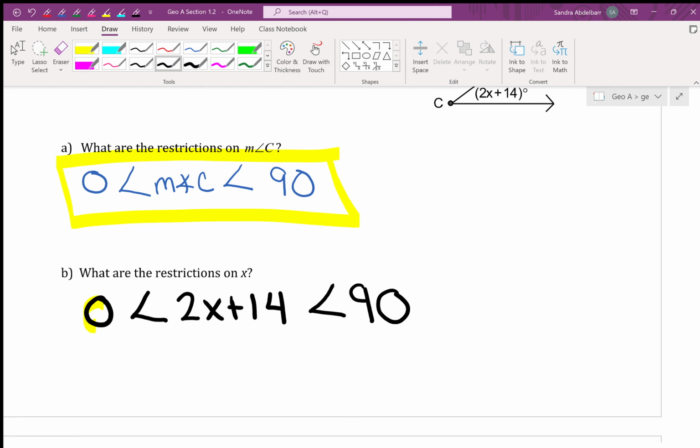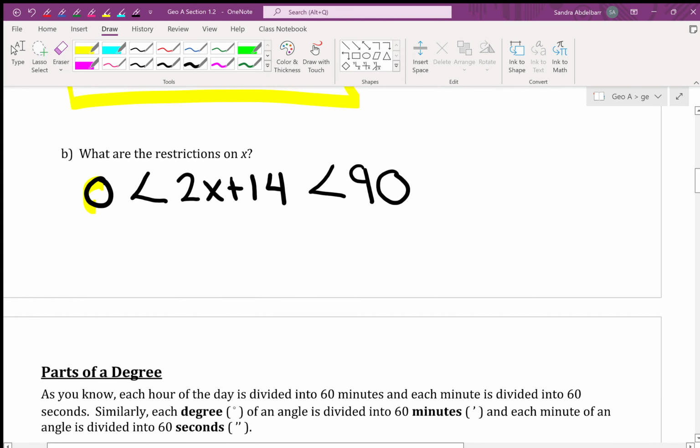And now we solve this. Now the way we solve this, I'm going to show you how we could solve this all in one shot. It's sort of just like solving an equation with two equal signs. So let's just ignore that this part was here. If this was 2x plus 14 equals 90, where would you start in solving this?